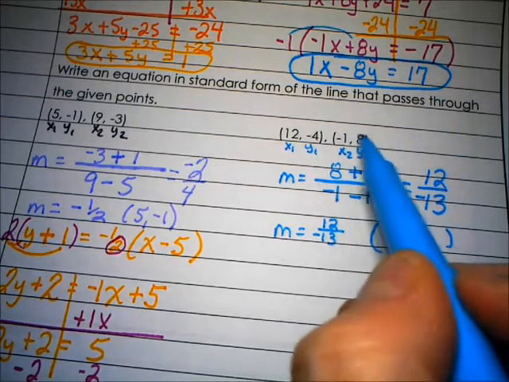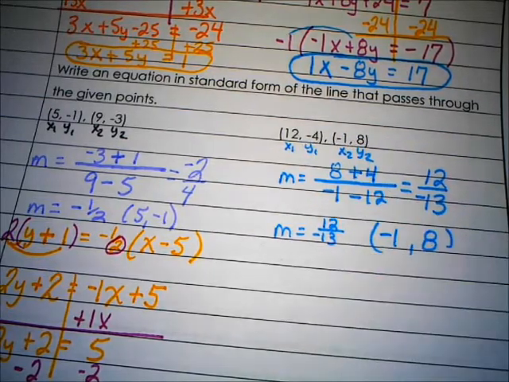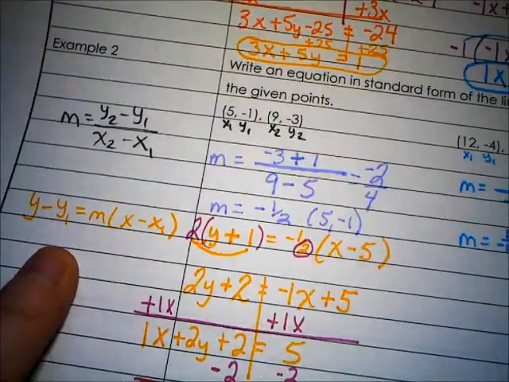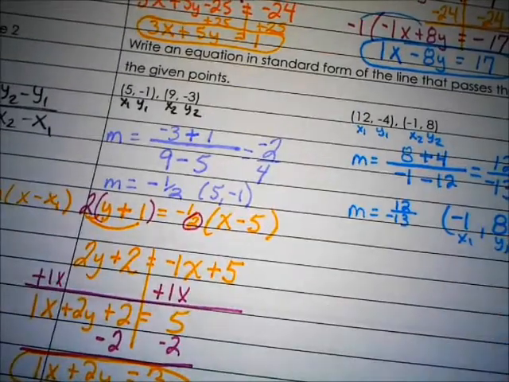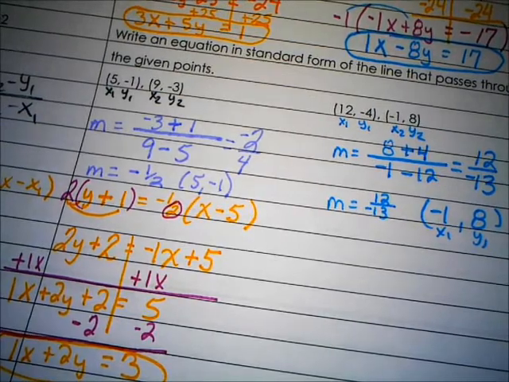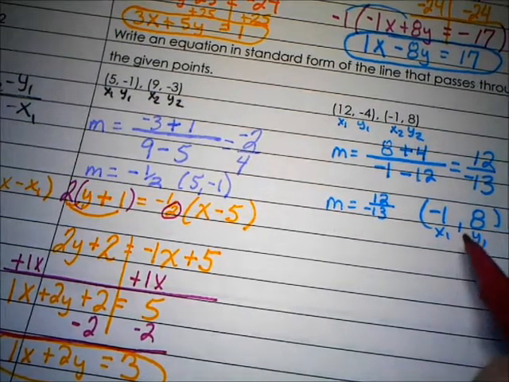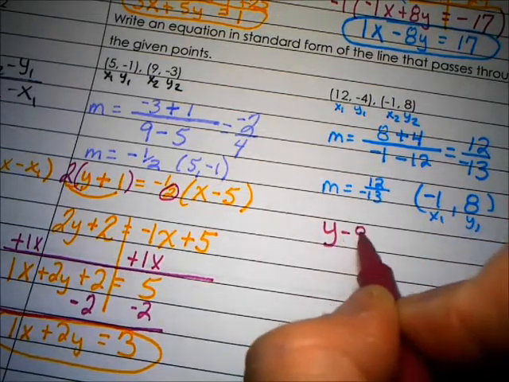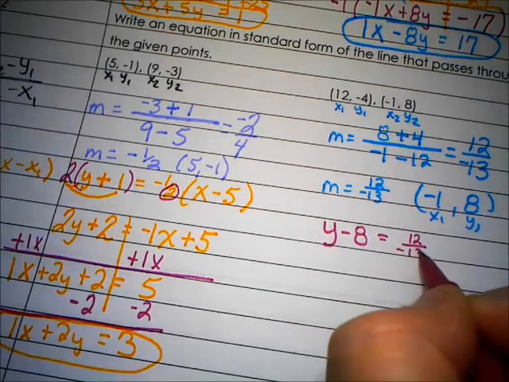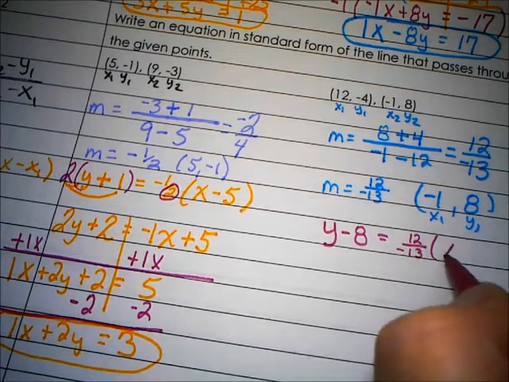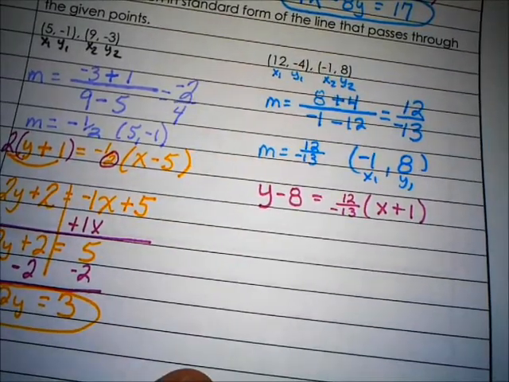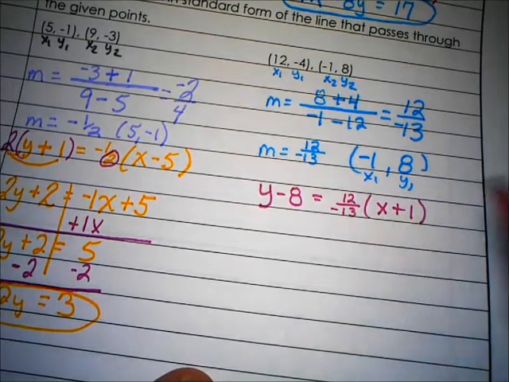And picking a point, I'm going to pick the smaller numbers, which I'm saying is negative 1 and 8. So this will be my x1 and my y1. Okay, so we're going to our point slope formula. I want you to fill it in, see if we match. Okay. Do you have y minus 8 equals 12 over negative 13, x plus 1? Hope so.